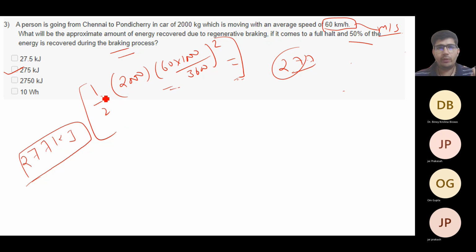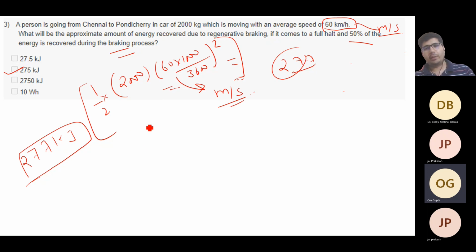What is the reason that we have to put the speed in meter per second? What is the reason? Just a very basic unit balance. If anyone is aware, you can share. What is the reason for that?